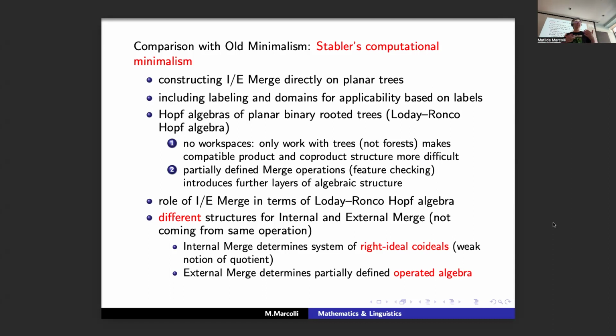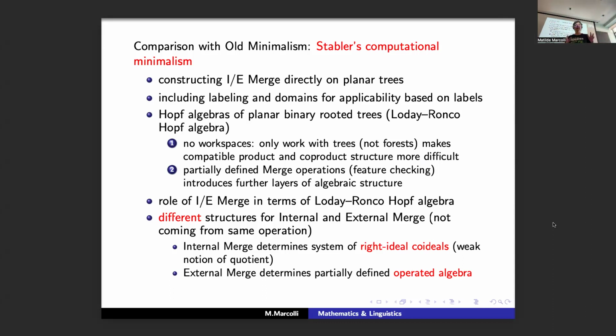They are defined directly on planar trees, in the sense that everything is already after this externalization to the planar structure of one particular chosen language. So there is a minimalist grammar for each different language in this model, rather than a single one common to all of them. And the operations that are performed, the external and internal merge, have particular domains of applicability. So they're not just freely generating structure.